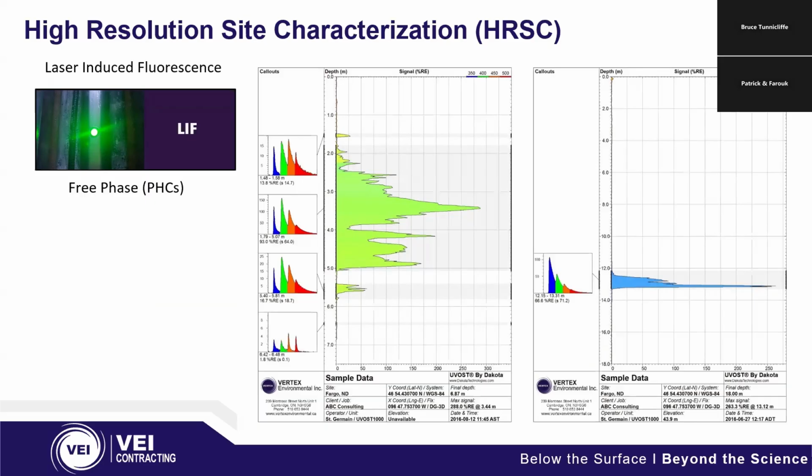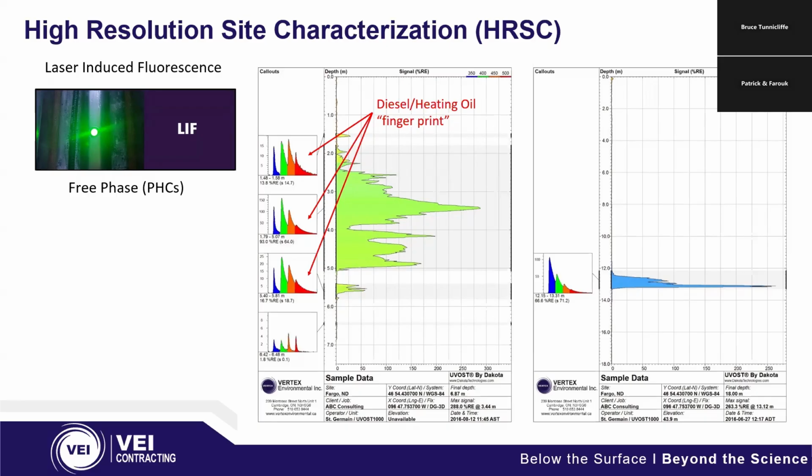You have the depth on the y-axis and our response signal on the x-axis. The larger the response signal, the more the contaminants are glowing in the ground. And with the LIF tool, we have this neat ability to almost fingerprint the contaminants we're looking at, so we can identify what we're looking at as well, and you see how they're distributed within the subsurface.